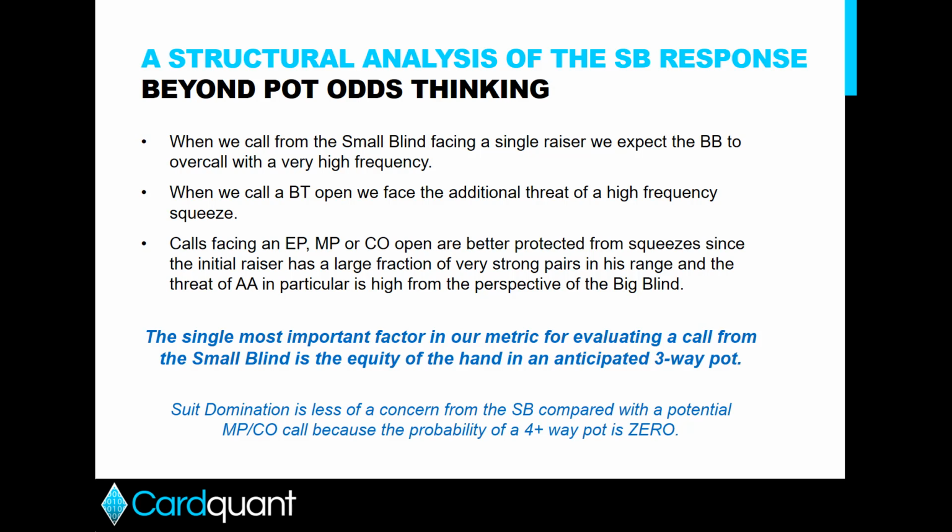Whereas if you're considering a call from middle position or cutoff, not only do you have more players left to act, which can make you likely to play in a 4+ way pot, but also there's a high probability of you facing the squeeze in the first place. So this is where there are actually some advantages to being in the small blind in terms of constructing our calling ranges.